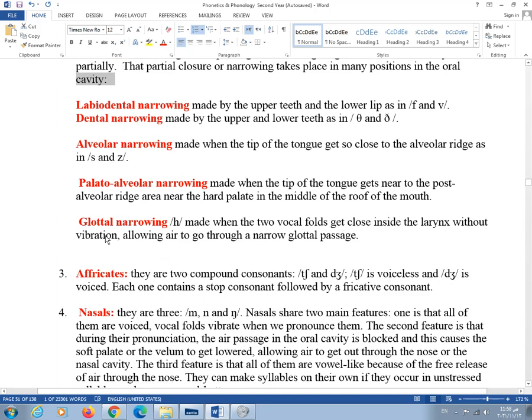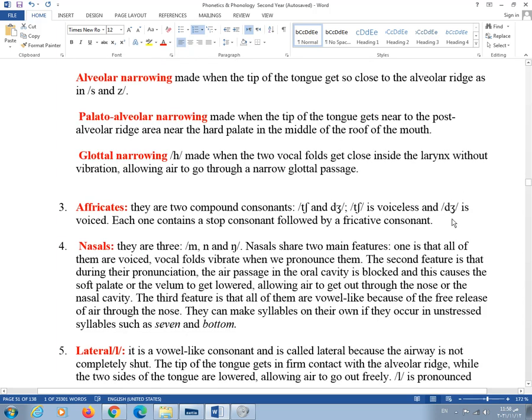We have the third category, affricates, and there are only 2 compound consonants. We have ch and j. Ch is voiceless and j is voiced, and each one contains a stop consonant followed by a fricative consonant. That is, ch is made up of a stop consonant t followed by a fricative consonant sh. And the same thing we can say as far as j is concerned.